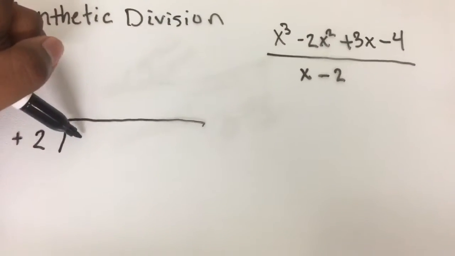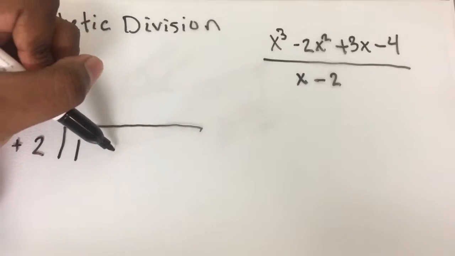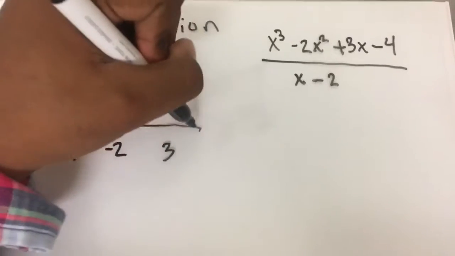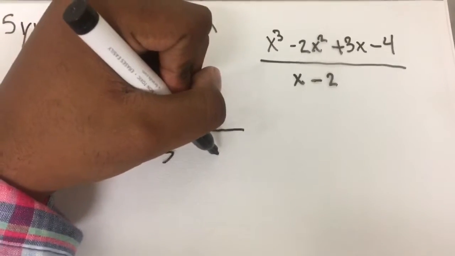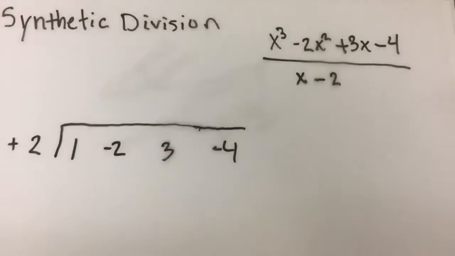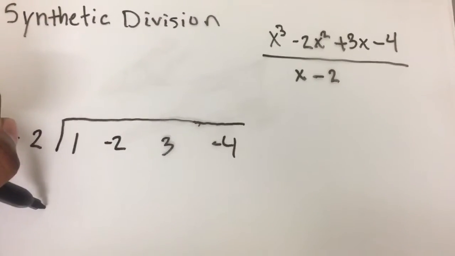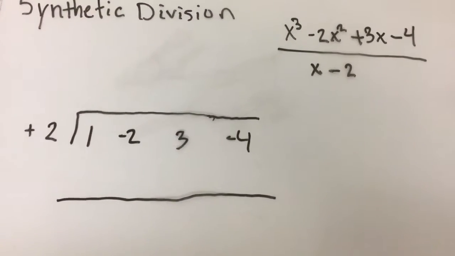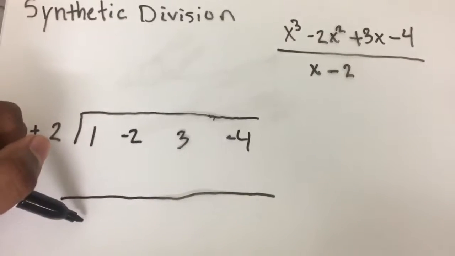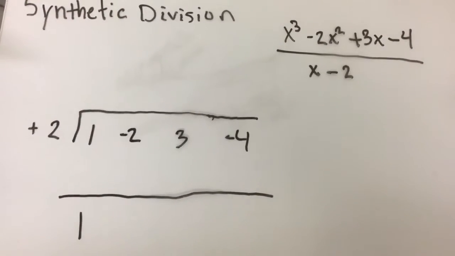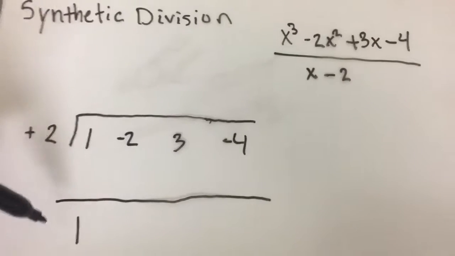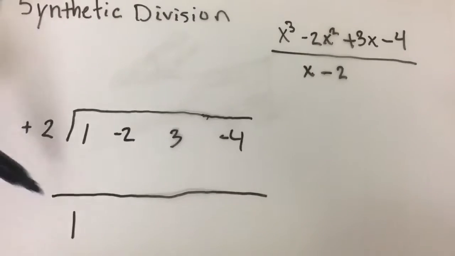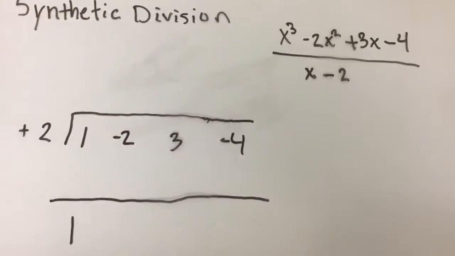So it's going to be 1, a -2, a +3, and a -4. Let me write this out some more. Alright, then you're going to want to draw another line right here, and you'll see why. When you draw this line, the first thing you do is drop this 1 down here. Next, you multiply this 2 times this +1. You always multiply this number by the numbers that end up down here, and we'll see when we keep going.